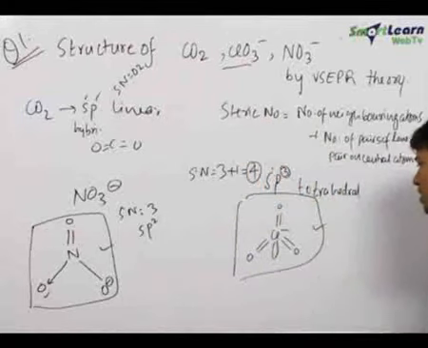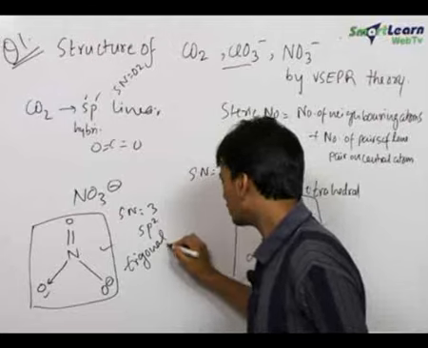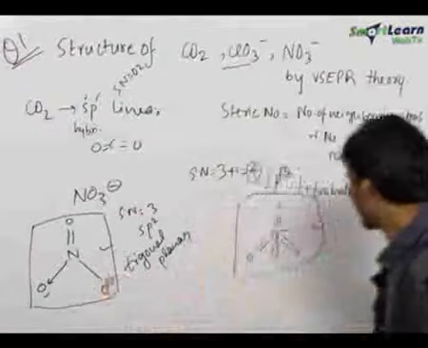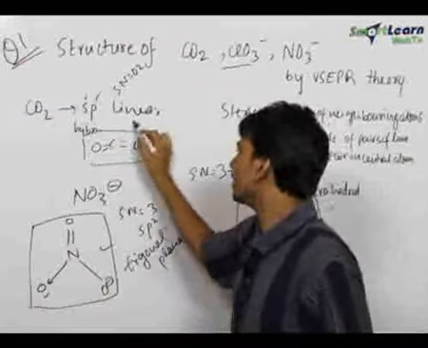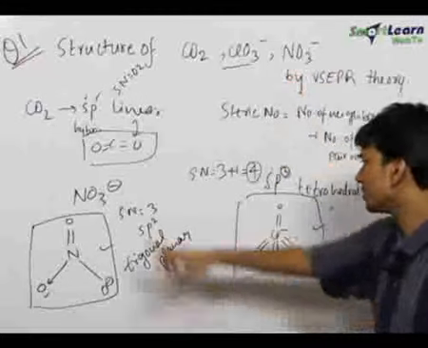For ClO3 minus, this is a tetrahedral structure. For NO3 minus, this is a trigonal planar structure. And for CO2, this is sp linear in nature. So we get the final answer for the structures of CO2, ClO3 minus and NO3 minus respectively.